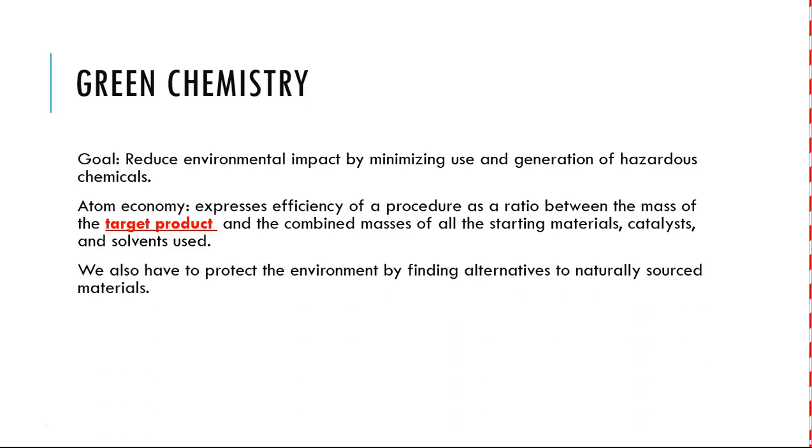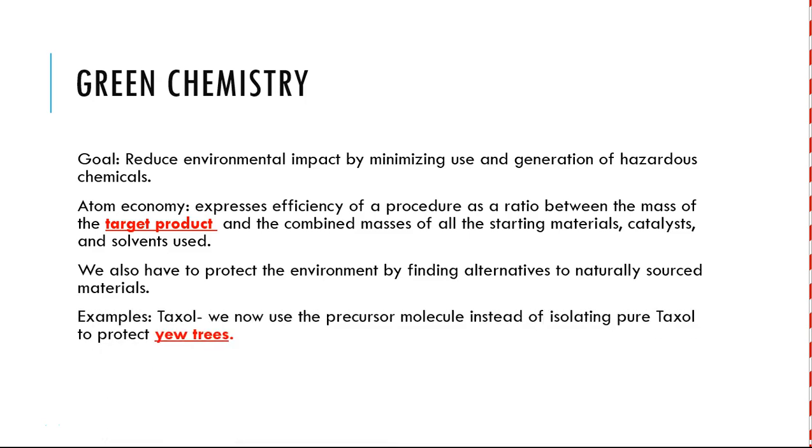And we also have to start finding alternatives to naturally sourced materials. So there's a couple of good examples of places where we've been able to do that and preserve the environment. So one example is Taxol, and we talked about this in the last discussion, but instead of harvesting the Taxol directly, we can use a precursor, which is much more prevalent, so it's easier to isolate so we don't have to destroy as many trees.